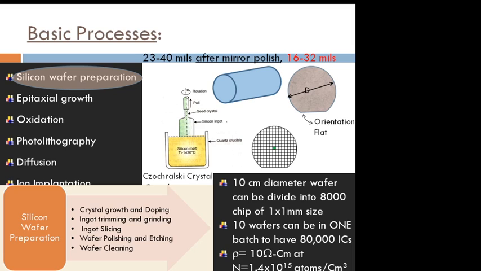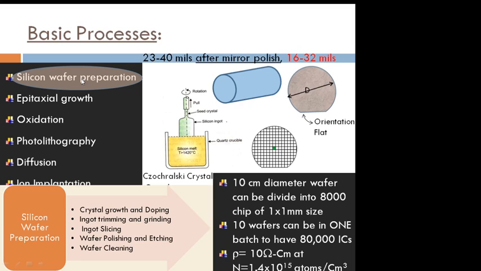These are the very few important points which I am making here, and this is silicon wafer preparation. There are 5 techniques: one is crystal growth and doping, then ingot trimming and grinding, then ingot slicing, then wafer polishing and etching, and thereafter wafer cleaning. So these 5 techniques are going to be part of this process.